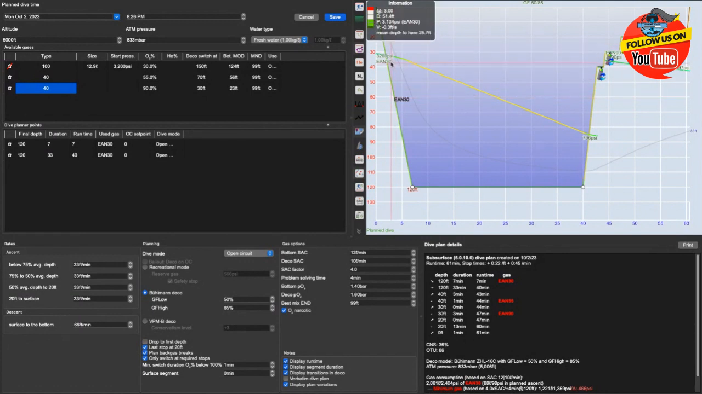Overall, it's not been impressive. On my first tank, it's trying to tell me that I would be at 796 psi. I don't believe that. I don't think that's correct. On my SAC rate, it probably is close, but it'll give you gas management as well.